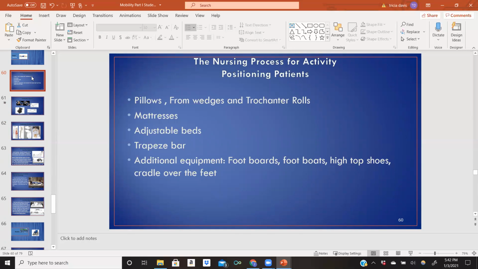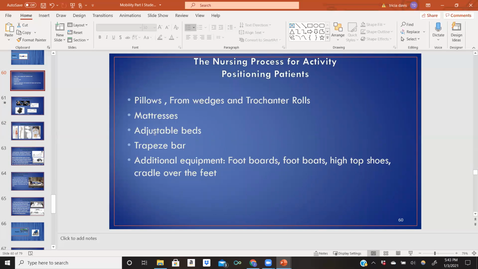You can order specialty mattresses. There are adjustable beds. They have a trapeze bar which you can put up that will help patients be able to pull themselves up in bed. You can get different footboards, foot boots, high top shoes that cradle over the top of the feet. I've never seen any of that kind of stuff. I've seen us take footboards out sometimes at the end of the bed if our patients are really long and they keep sliding down, so that way they don't get pressure points on their feet.